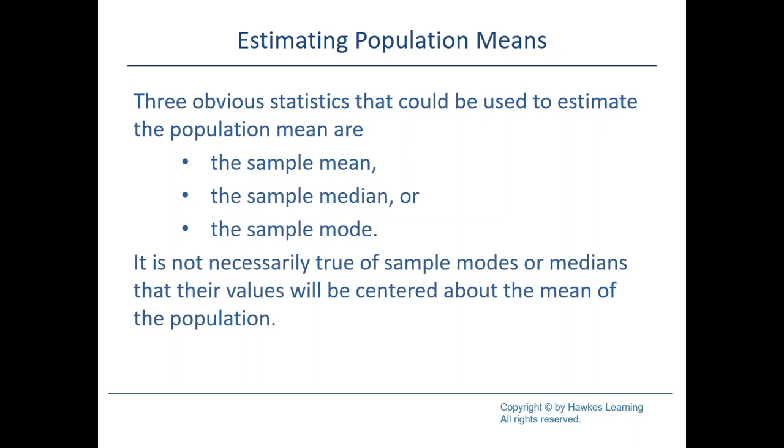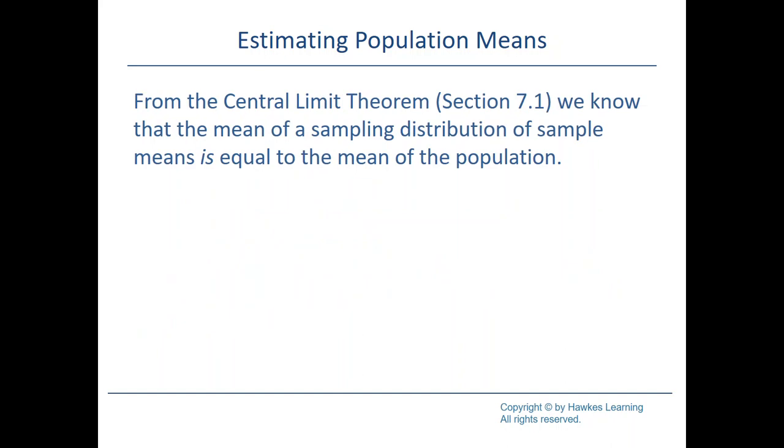It is not necessarily true of the sample modes and medians that their values will be centered about the mean of the population. Remember, we talked about earlier that if the data is skewed one way or another, the mode and the median may not be in the middle, whereas the mean should be the average in the middle of all the data.